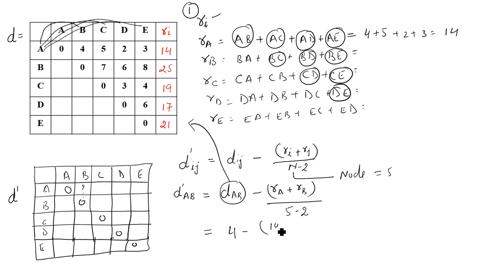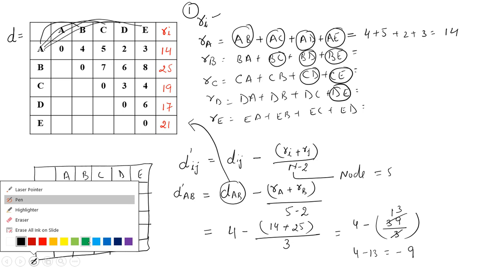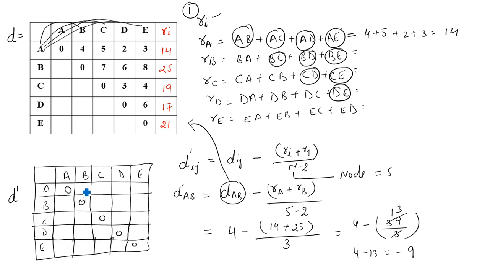So it is 14 plus RB. RB is 25, divided by 5 minus 2, which is 3. So 14 plus 25 is 39, divided by 3. So this will be 13. So 4 minus 13 equals minus 9. So this value, in a different color, will be minus 9.